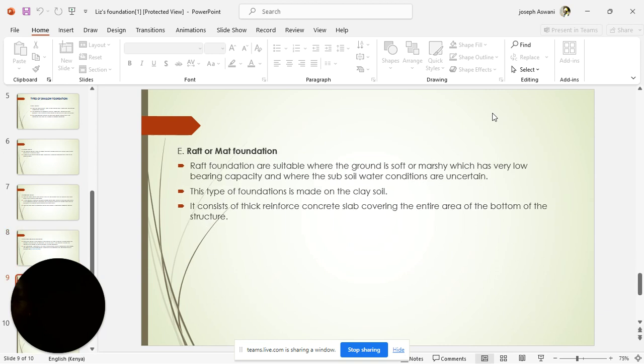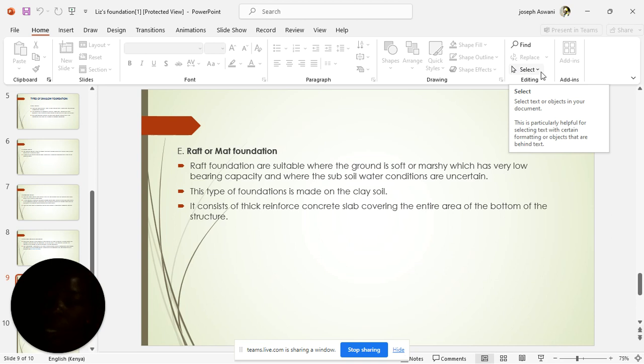And then we will now see number 5 type of shallow foundation, that is raft or mat foundation. Raft foundation is suitable where the ground is soft or marshy, which has a very low bearing capacity, and where the subsoil water conditions are uncertain. Okay, that is number 5 type of shallow foundation.